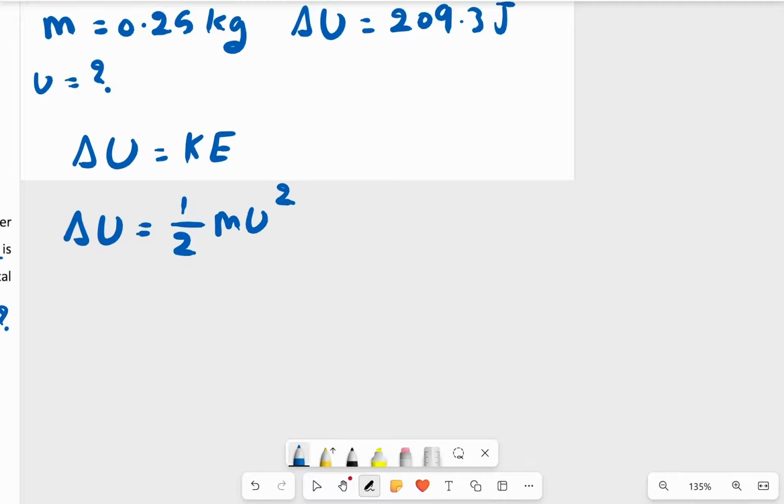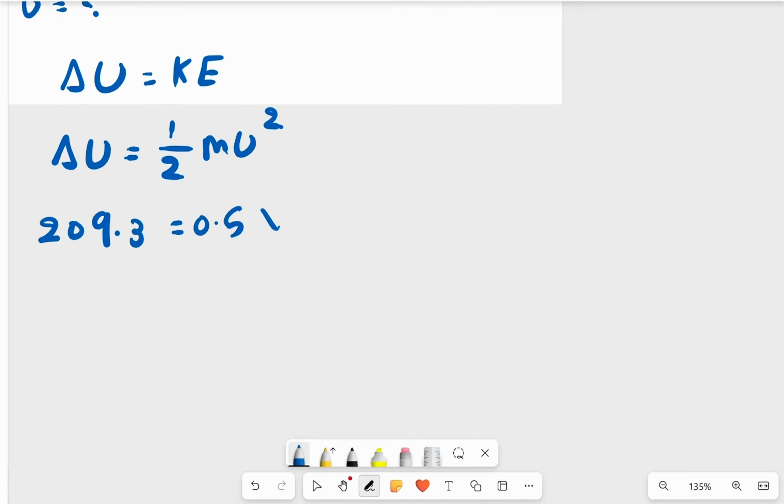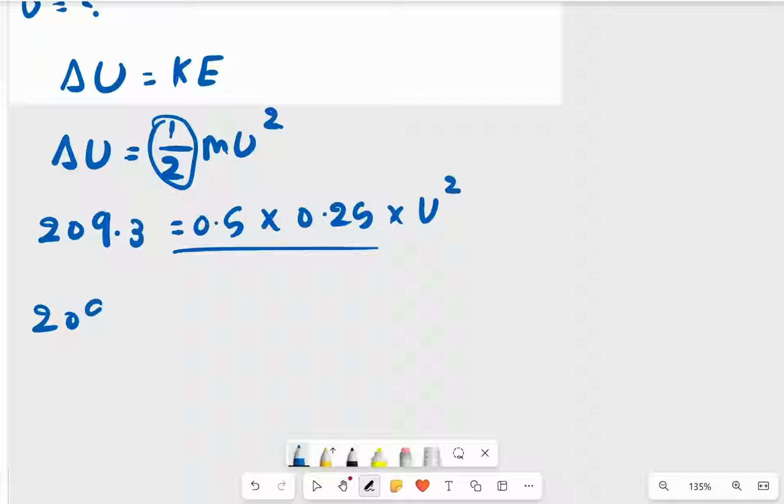Now let's write the givens and then we can solve the question. Delta U is equal to 209.3. Then this is 1/2 times 0.25, which is the mass of the baseball, times velocity squared. We don't have velocity. Now multiply all of this and you get 0.125 times velocity squared.